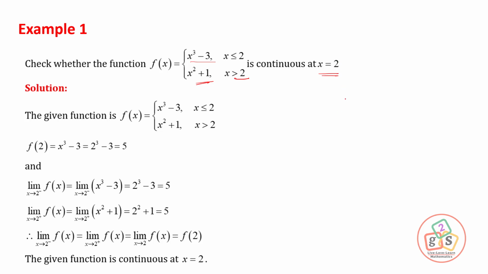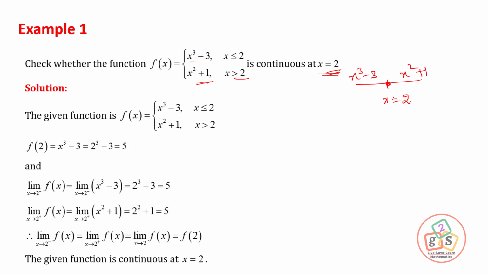Now here you can observe that we take the point x equal to 2. If x is greater than 2, above 2, the function is nothing but x square plus 1. And if x is less than or equal to 2, the function is x cube minus 3. So, we have a split function. We need to check at x equal to 2. So, this point is nothing but the midpoint. So, we need to check the limit and the function value at this point.